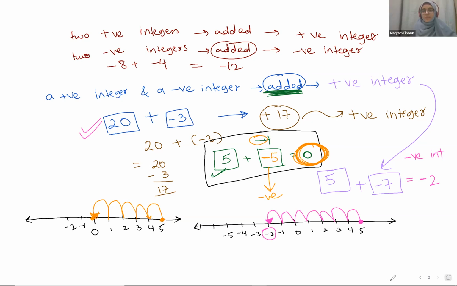Okay, so now we got to know from this third point that if you add a positive integer and a negative integer, what could the answer be? What are the possibilities? Positive.